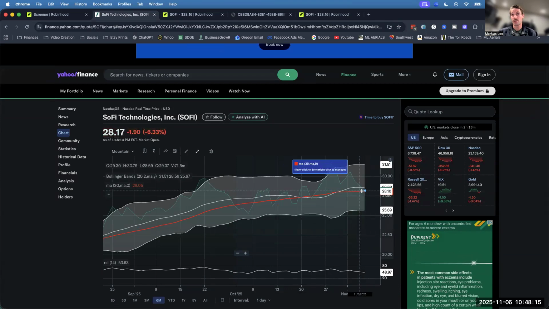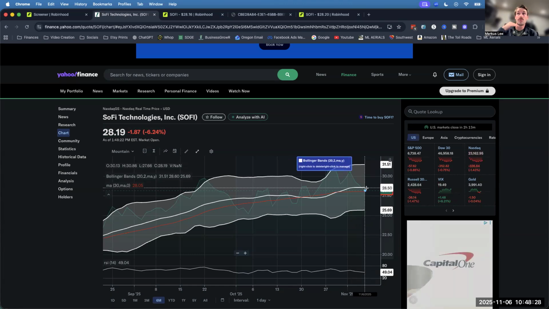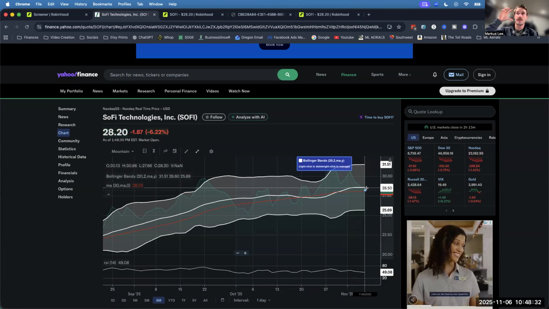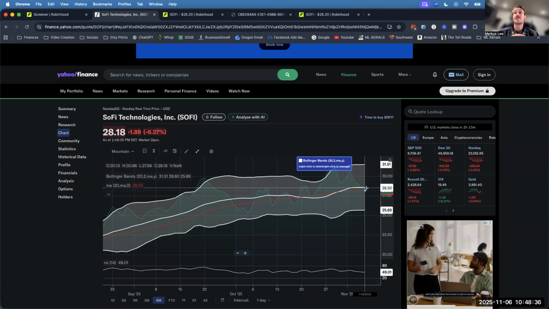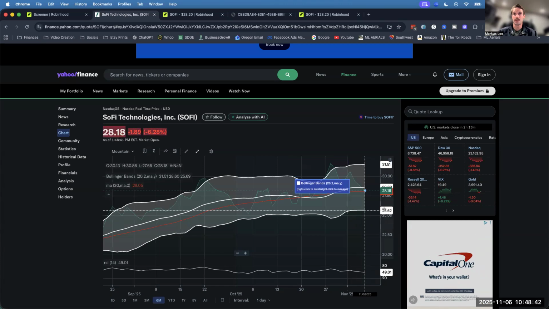So here, the stock's trading right in the middle of the Bollinger Band. Basically, what this band does is it creates a two standard deviation range, both above the 20-day moving average, which is right here, this middle white line, and below the 20-day moving average. So two standard deviations of data above it, two standard deviations of data below it, and statistically, about 95% of the price movement will stay within these bands, the top band and the bottom band.